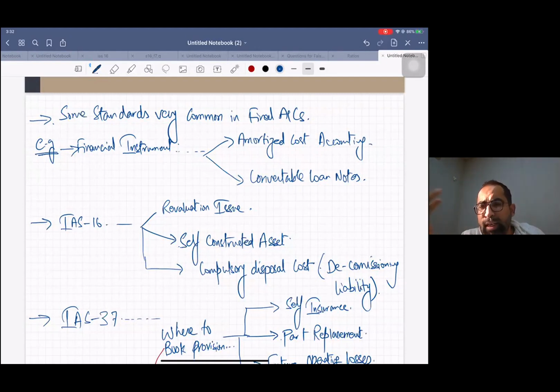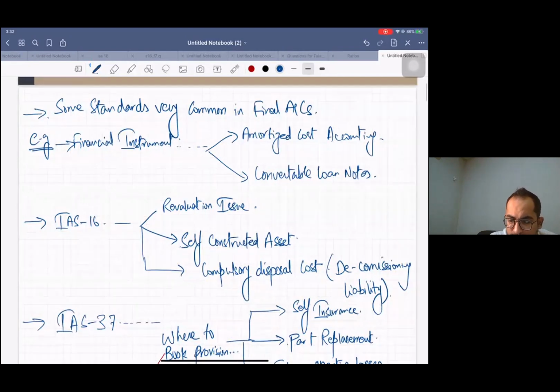Then secondly, sometimes the examiner asks SOCHI and sometimes they ask SOFP, or sometimes in requirement C, the examiner asks the calculation of earning per share. I hope you remember IAS 33, earning per share. Now let me start the class.